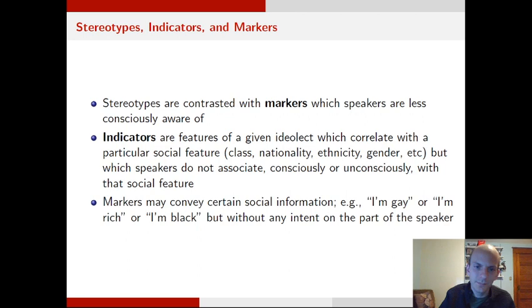All right. And that all three of these have the power to carry social information. That's kind of the idea behind this indexicality, that these different linguistic variations can index people as belonging to certain social categories. I'm Canadian, I'm gay, I'm rich, I'm black. All of these different social fields that people can be indexed as.